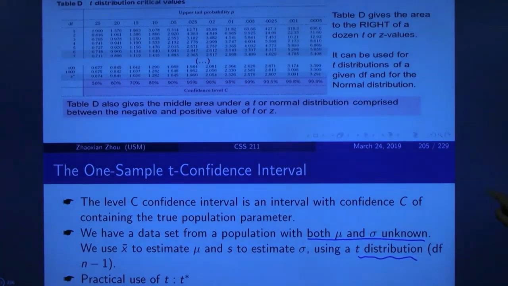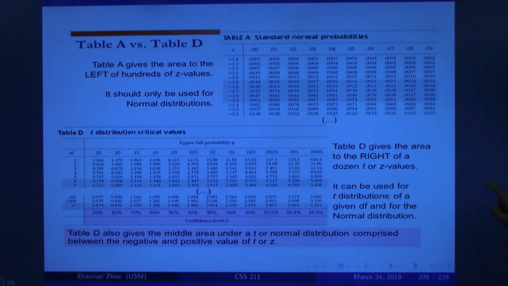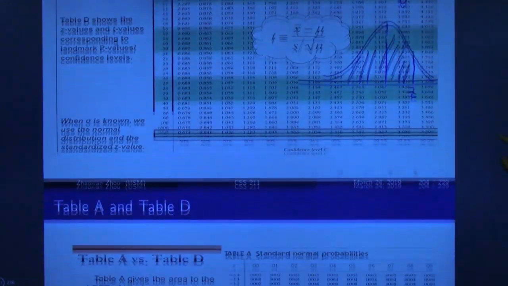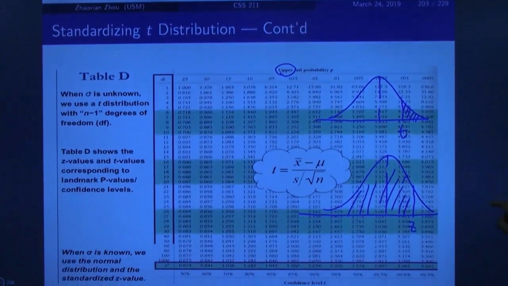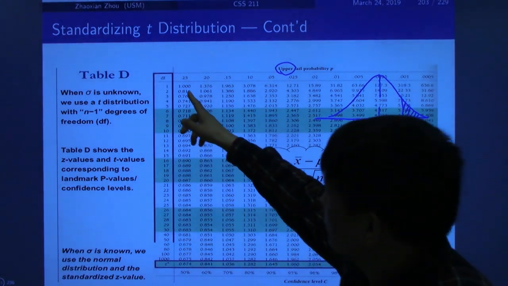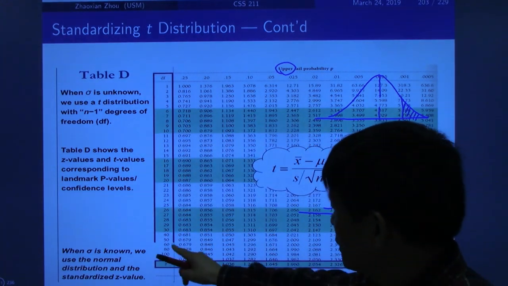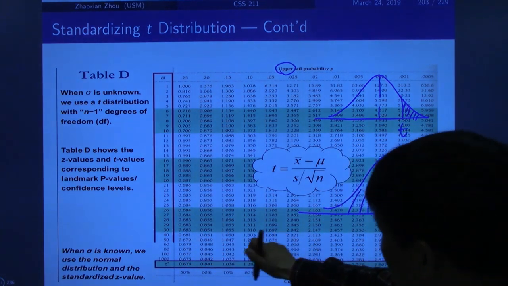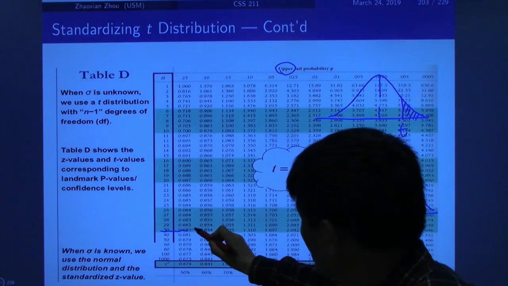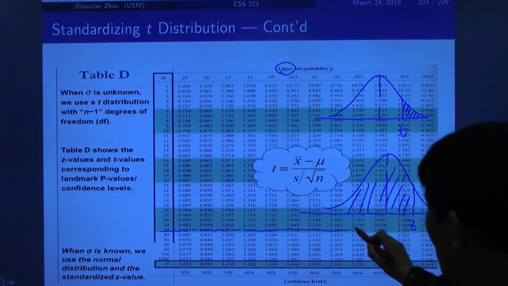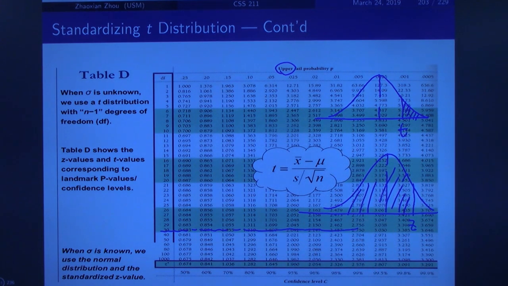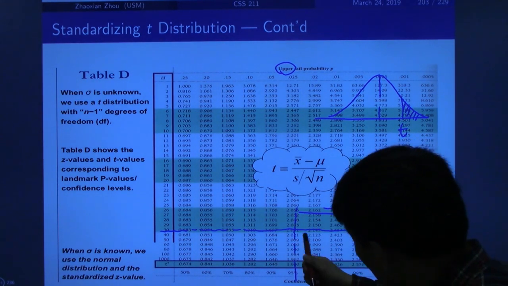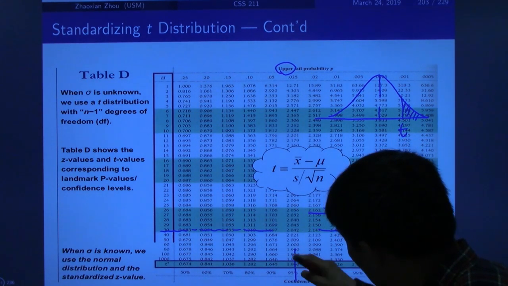If we go back to here, we can see from here or from there, they are the same. For example, if we know the degree of freedom, for any number, for example, degree of freedom equals 30, then we are looking for this line here. And if we know the confidence level, for example, 95%, that means we are going to look at this number. So this number here is 2.0.